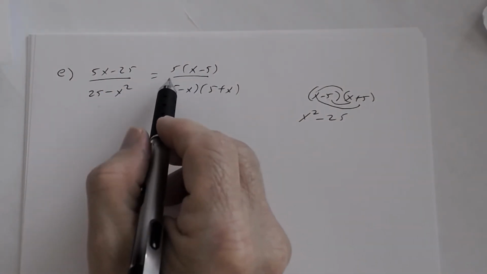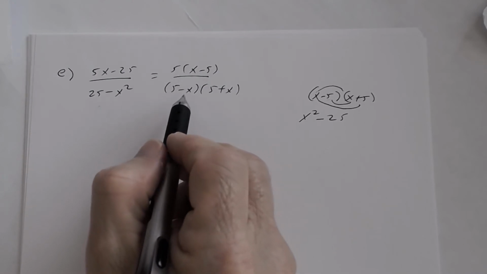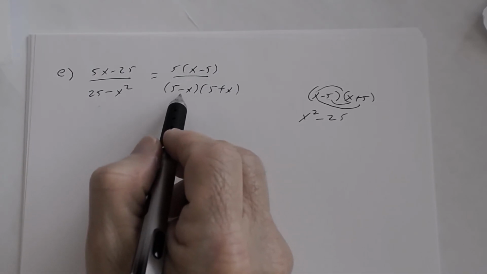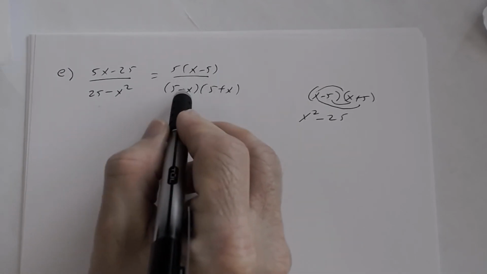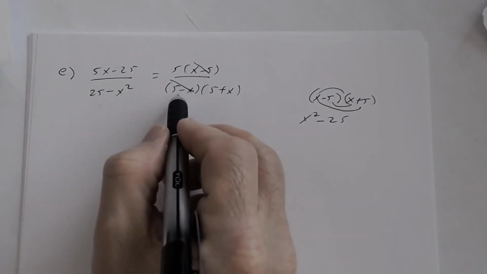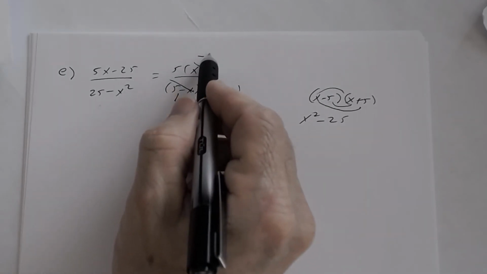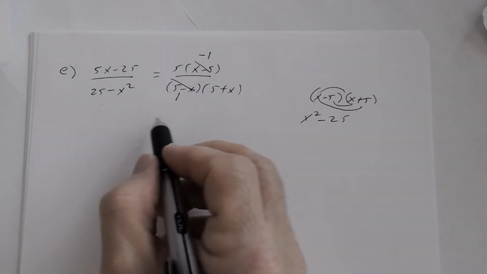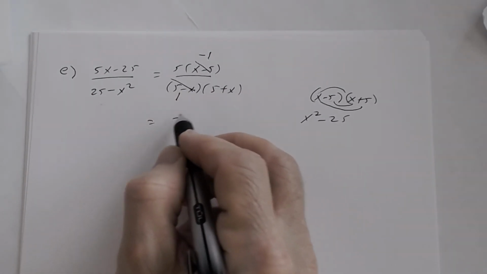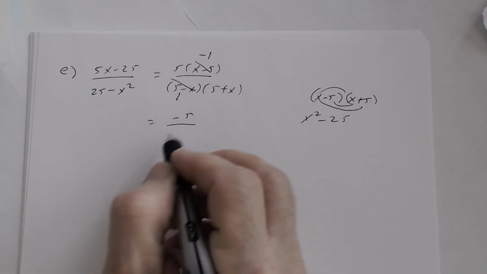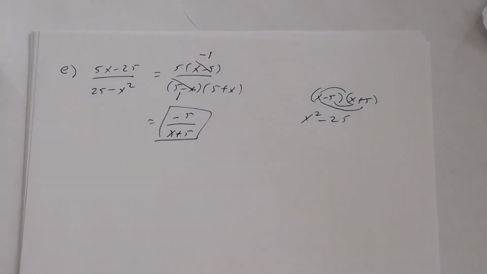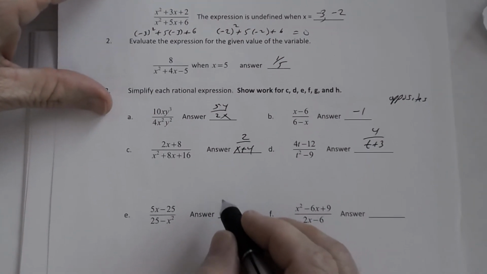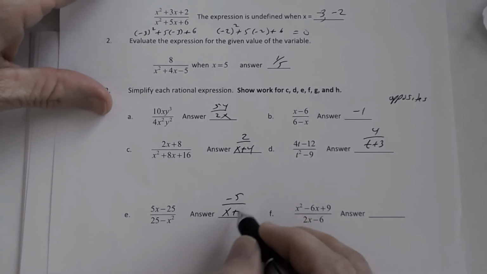Okay, now we reduce. What you have to notice over here is that x minus 5 and 5 minus x are opposites. Okay? So remember when we talked about this before, that means that when I reduce this, one factor is a positive 1 and one factor is a negative 1. And so therefore we get 5 times negative 1 is a negative 5. 1 times 5 plus x is the same thing as saying x plus 5. So there's your answer. Okay, so in letter E, I get negative 5 divided by x plus 5.